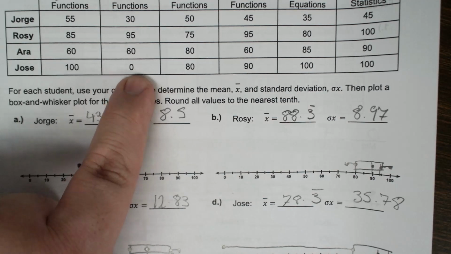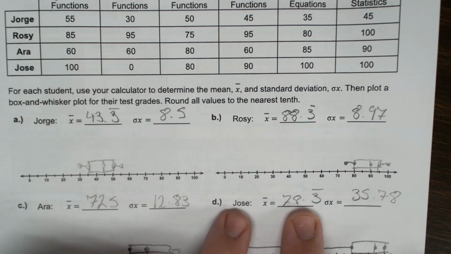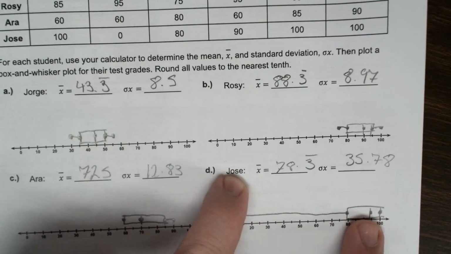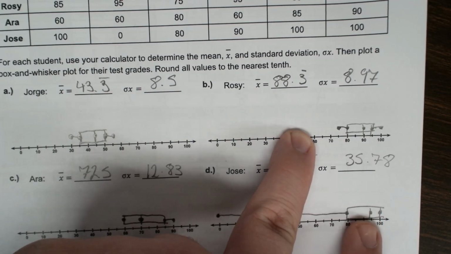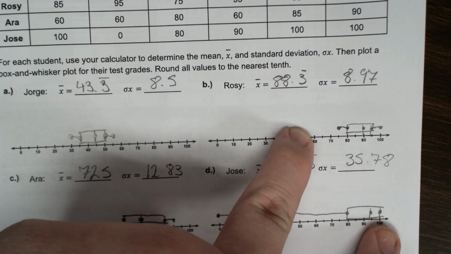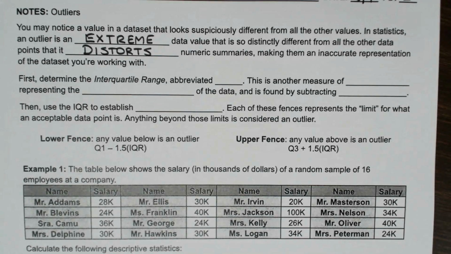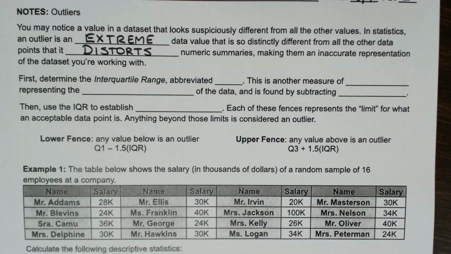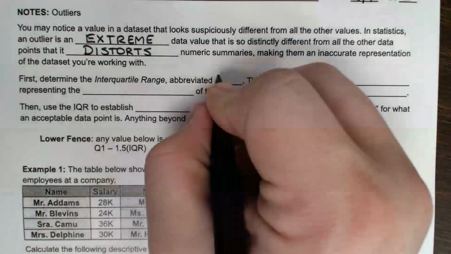So the question is, is the 78 average a fair representation of Jose's abilities in that class? Probably not. If you look, his box plot is even further to the right than Rosie's. The actual box part is further to the right. It even borders the 100 because he's gotten so many 100s. So that's kind of going to be the basis of what we're talking about today, is how do you know if some data is fair? To figure that out, the first thing you need to do is find something called the interquartile range, which we abbreviate IQR.